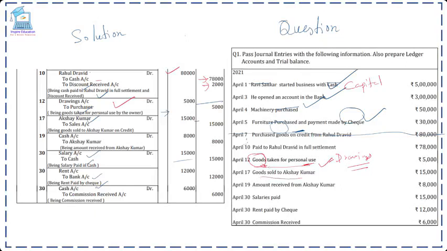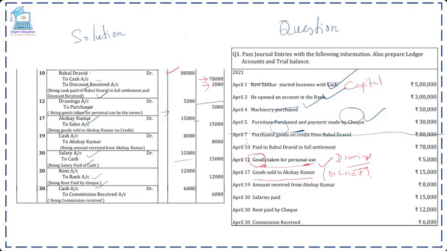Next, goods sold to Akshay Kumar, 15,000. When nothing is mentioned, assume that it is a credit transaction. Goods sold to Akshay Kumar. Sorry, it is not written whether it is on credit or not. Since nothing is written here, whether it is credit or not, goods sold to Akshay Kumar, here it is given. So on credit, keep it silent.